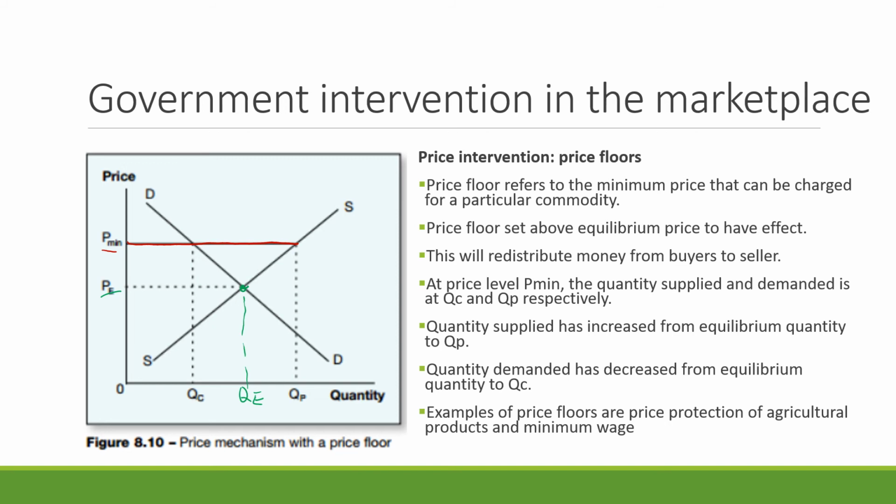Now, what happens in this particular scenario is that you will see that when the price is set above equilibrium, the price has risen. So we've gone from PE to P-min, and based on our supply, if the price increases, then we're going to have more people who are willing to supply it. So we can see that supply has actually expanded and has now moved to QP. There's an expansion there. But based on demand, as the price rises, we have less people demanding it. So we will see a contraction in demand moving to QC.